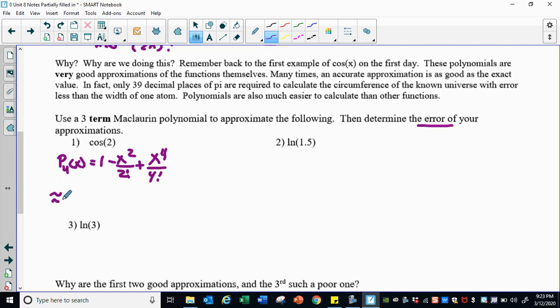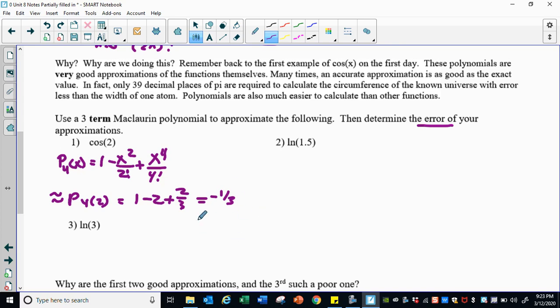Well, cosine of 2 is approximately p sub 4 of 2, which is 1 minus 2 plus, what's that? 2 times 2 is 4, 8, 16. 16 over 4 is 4. 4 over 2 is 2. Is that 2/3? Did I do that right? I think so. All right, so then that's 1 minus 2 is negative 1, plus 2/3, so that's negative 1/3. So I've approximated cosine of 2. I'm saying it's about negative 1/3.